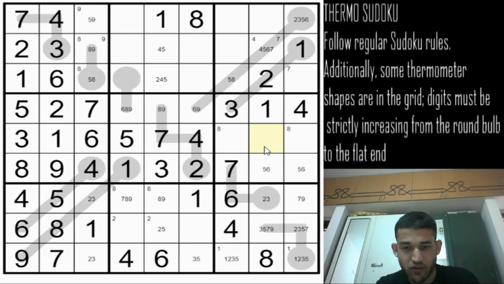So this means this can only be a 9, because 2 and 8 are in that column. So this is 2, 8, and this is 2, 8, and 2 we have here. So 3 will be in this cell. This is getting closer to the finish.